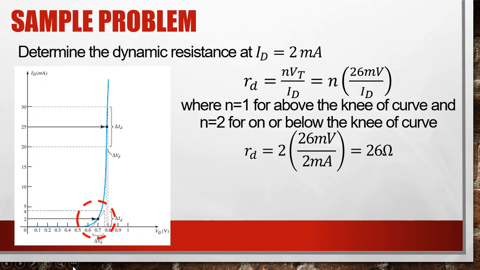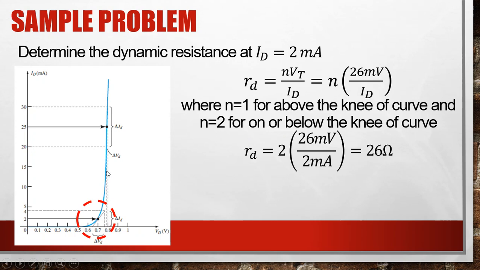Okay, determine the dynamic resistance at diode current is equal to 2 milliampere. So, diode resistance is equal to ideality factor times thermal voltage over diode current. Dahil ang thermal voltage na gagamitin natin palagi is 26 millivolts and yung ID natin, yung diode current natin is given 2 milliampere. What is the ideality factor na gagamitin natin? Check natin, ito ang 2 milliampere. So, ito yung knee of curve. Dahil siya ay on or below the knee of curve, ang ideality factor na gagamitin natin ay 2.